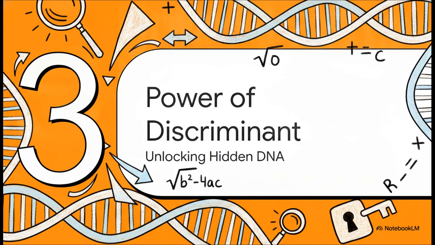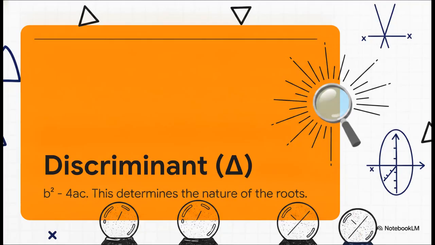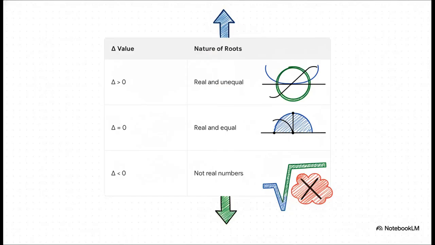Section 3, the power of the discriminant. Unlocking the hidden DNA. Let us zoom right into that specific, powerful part of our formula to answer that very question. The expression b squared minus 4ac is called the discriminant. We denote it by the Greek letter delta, which looks like a small triangle. You see, this single piece of the formula acts almost like a crystal ball. By simply calculating this delta, we can predict the exact nature of the roots using just 3 simple rules.